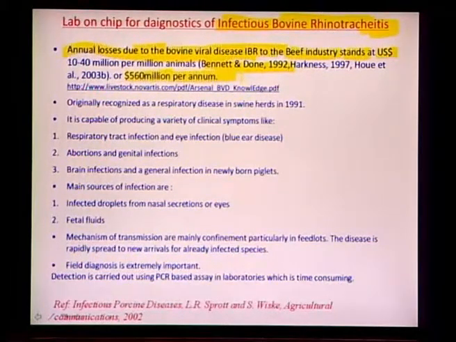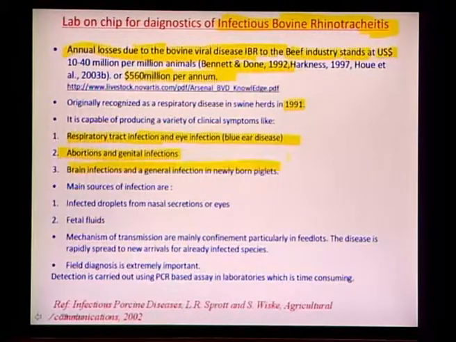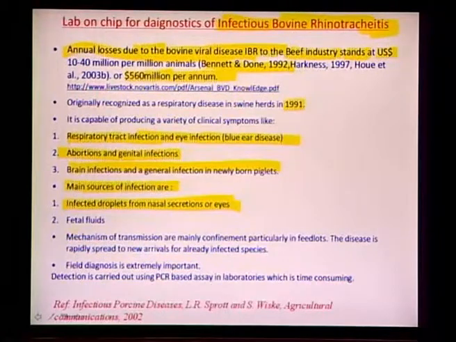And what were the symptoms that were recognized? This was initially recognized in 1991 for the first time in bovine herds. It was capable of producing a variety of clinical symptoms like respiratory tract infection, eye infection, then abortion and genital infections in the animal, brain infections, and a general infection in newborn calves. The main sources of infection in this case are nasal secretions, eye or fetal fluids, and that makes the disease more and more dangerous to the feedlot.